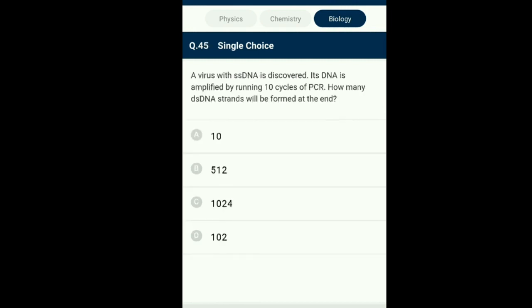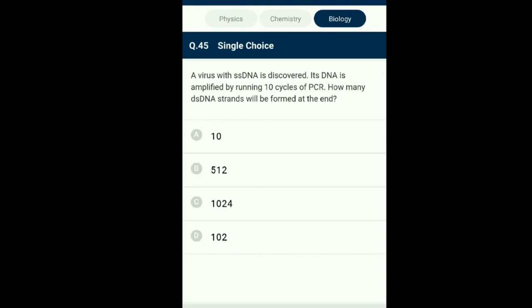Question number 40. A virus with single stranded DNA is discovered. Its DNA is amplified by running 10 cycles of PCR. How many double stranded DNA strands will be formed at the end? Polymerase chain reaction is a process to amplify nucleic acid sequences. In this process, the DNA is multiplied many times by adding synthesized primers, which attach to the denatured DNA strand and are extended using the thermostable polymerase enzyme, that is Taq polymerase, obtained from the thermophilic bacterium Thermus aquaticus.